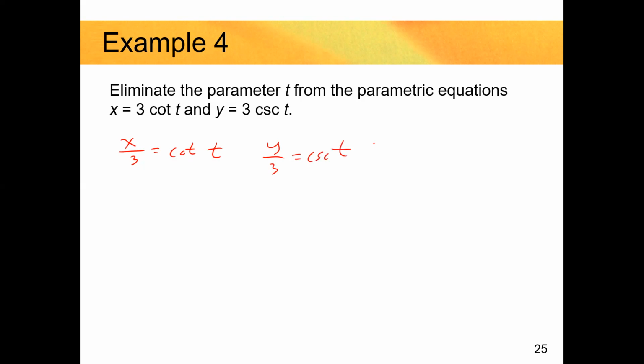Okay, 30-second head start, finished. Question: is there a relationship between cotangent and cosecant? Ah, bummer.